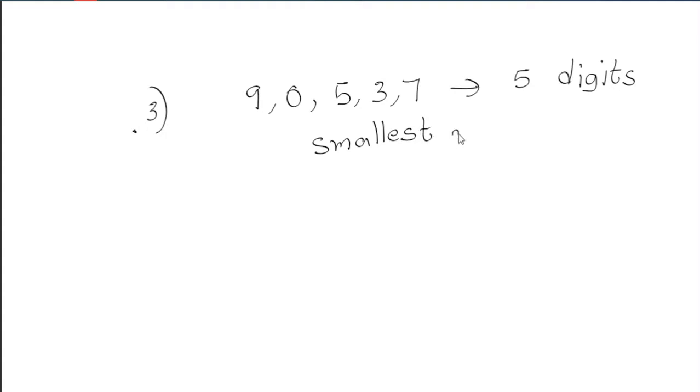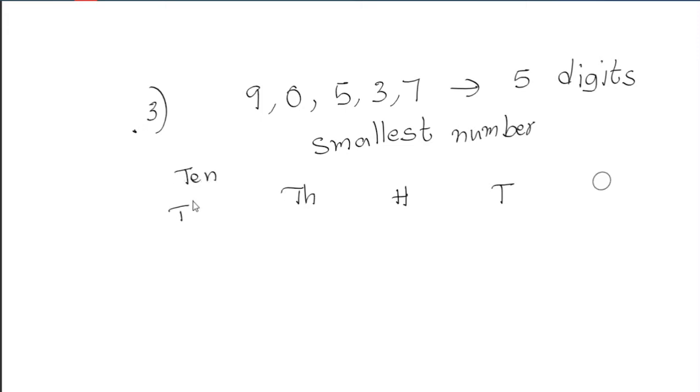So how many digits? 5 digits. So we have to take the 5 places. What are the 5 places? Ones, tens, hundreds, thousands and 10,000s.